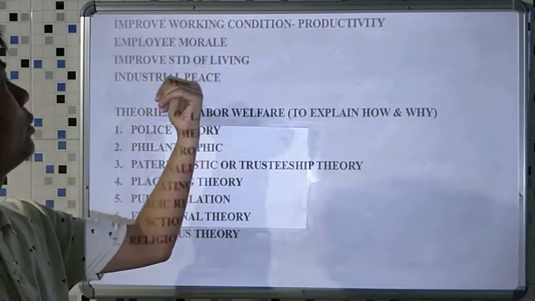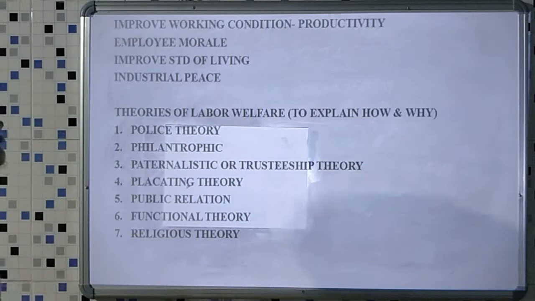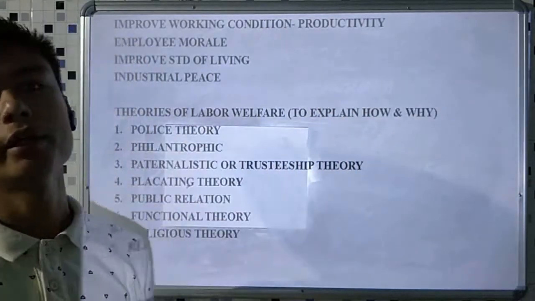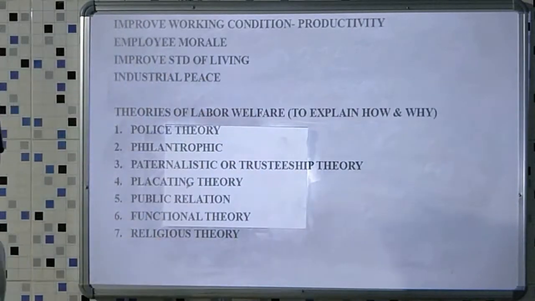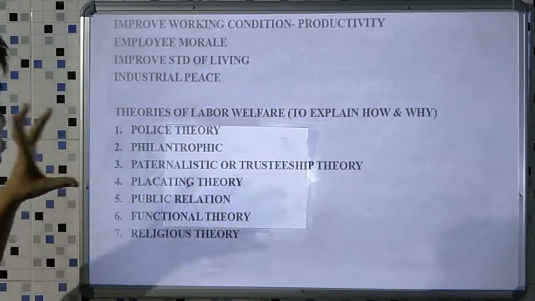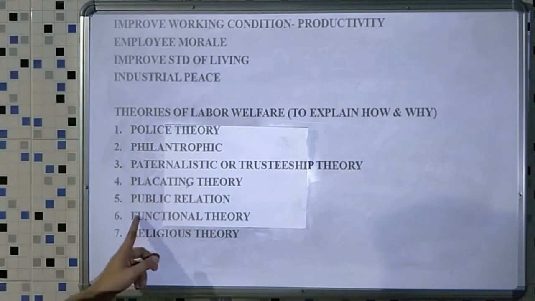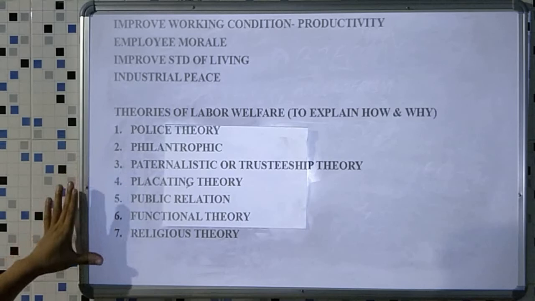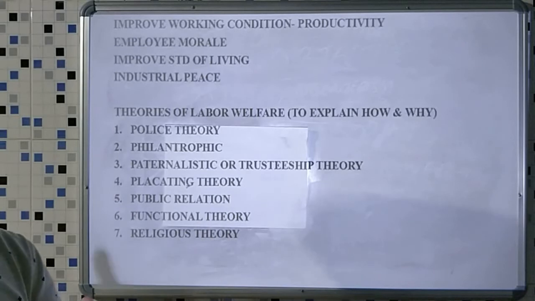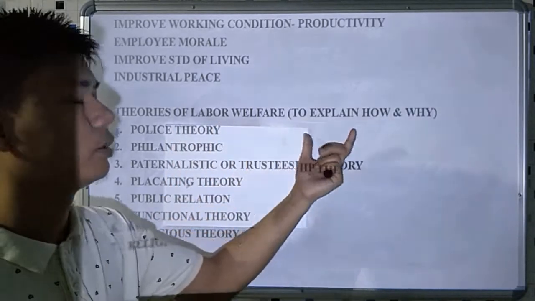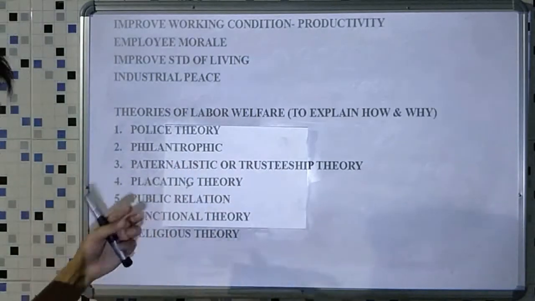Now going back to theories of labor welfare. Theories try to explain how and why. So basically I'll go through the theories in brief, then we'll come to principles. First, police theory, philanthropic, paternalistic, placating, public relation, functional, religious. So these are some different types of theory. Now there might be a question like, who gave the principles of labor welfare? It's a book written by M.B. Murthy. Just try to note the name. We'll be speaking about these one by one.